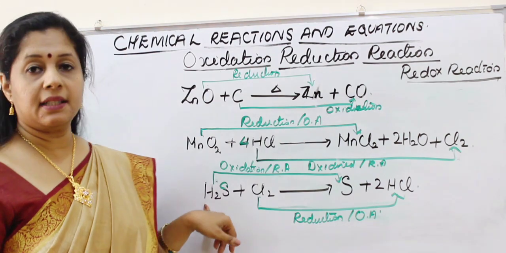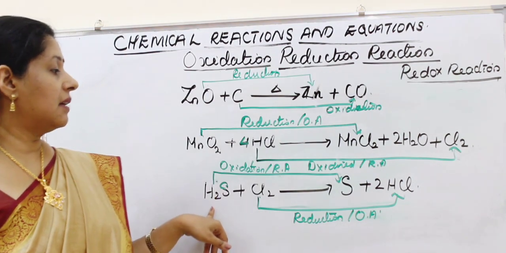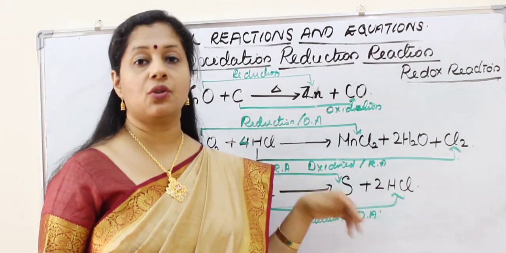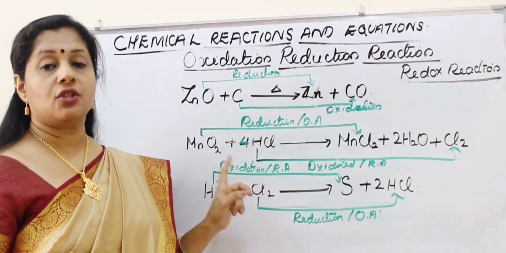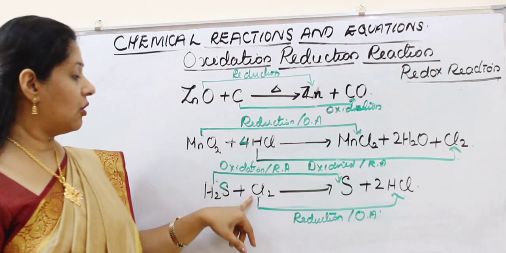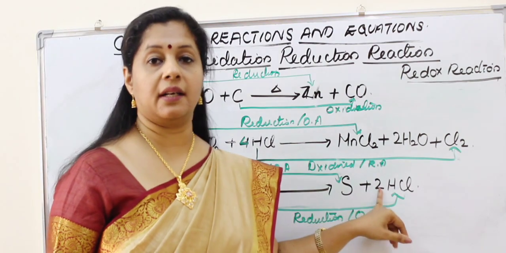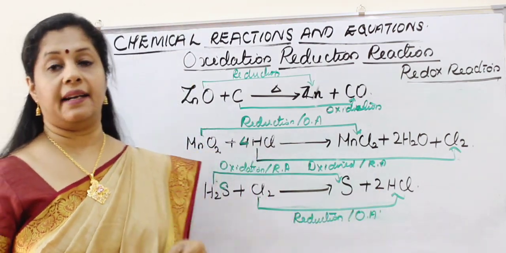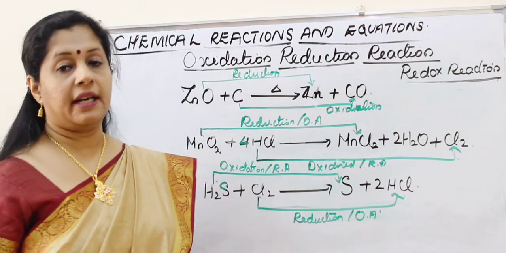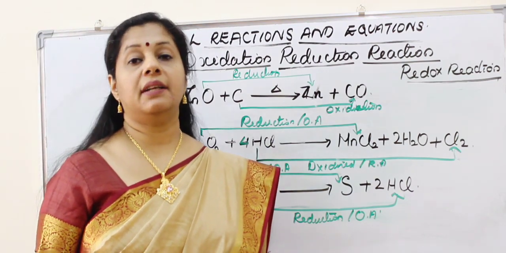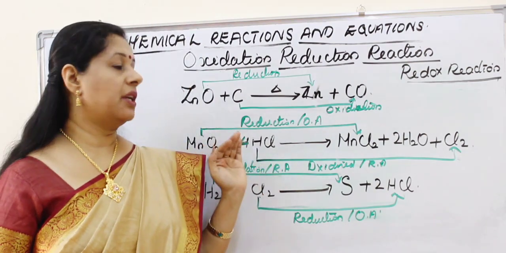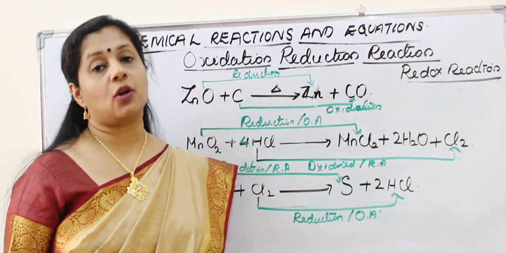Now coming to hydrogen sulfide and chlorine, hydrogen sulfide is becoming sulfur. So here hydrogen is losing. Losing of hydrogen is called oxidation. So that is the reducing agent. Now chlorine is becoming hydrogen chloride. So here hydrogen is added. Addition of hydrogen is also reduction. So it is the oxidizing agent. So these are the different examples of oxidation reduction reactions or redox reactions.